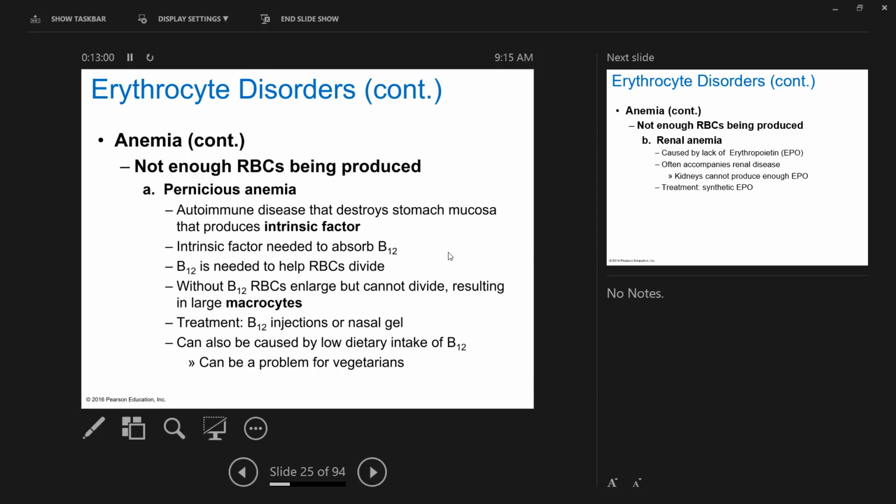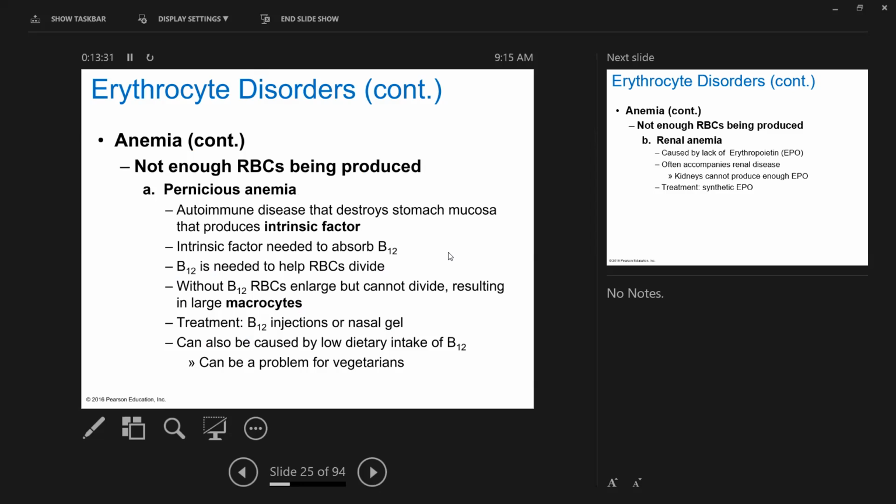B12 is essential for red cells to divide in the bone marrow. So without the B12 present, we're not going to get red cell production, because the production of the red cells takes place in the red bone marrow. It's stimulated by erythropoietin, and the stem cells are going to be ultimately dividing to give you more and more red cells. Well, without B12, they can't do that.